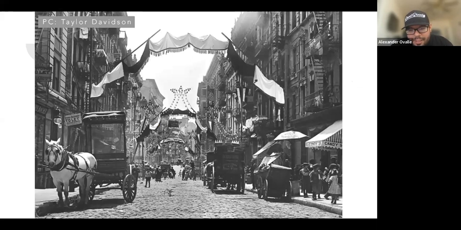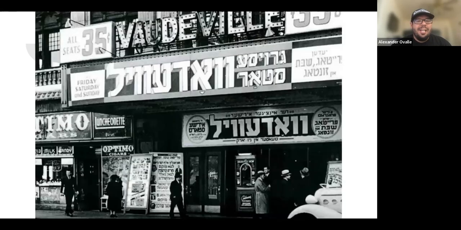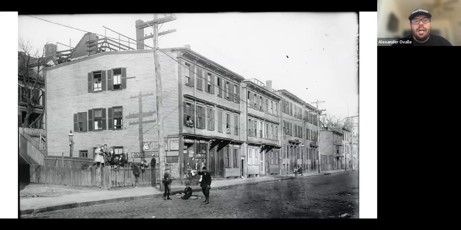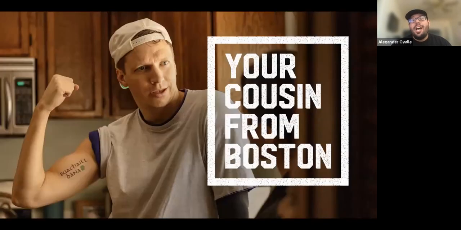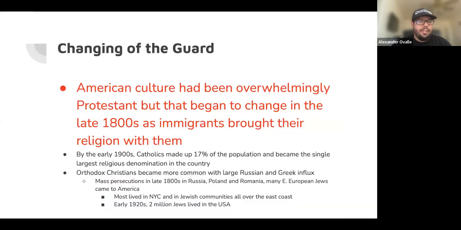I don't know if you can see, there is no real distinction. But trust me, I Googled it and this is the picture that showed up. Here you have the Lower East Side. I think that's Hebrew. No, it's not Hebrew. Don't quote me on that. Some more. This is in Boston. And of course, you have your cousin from Boston. Had to throw it in there.